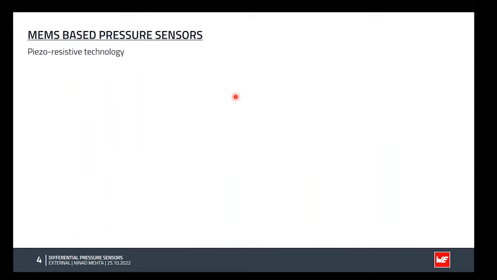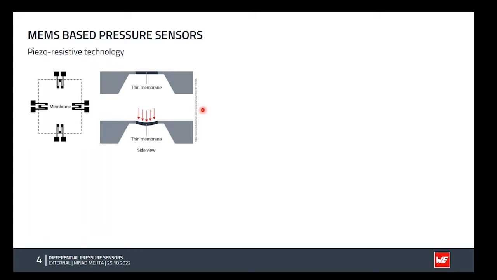Moving ahead, we talk about MEMS-based pressure sensors. Here there are different kinds of MEMS technology available in pressure sensors, namely piezoresistive technology or capacitive technology. For differential pressure sensors, piezoresistive technology is more popular, so we are going to focus on piezoresistive technology. This is based on piezoresistivity, where the resistivity of the material changes when the material is under stress, or any force or pressure.